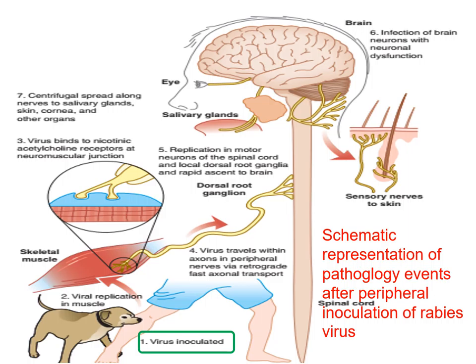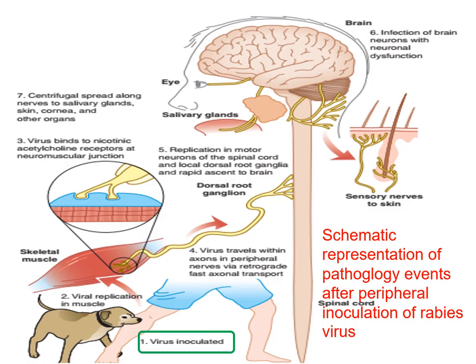This is a schematic representation of pathology events after peripheral inoculation of rabies virus. It begins here: virus inoculated by biting, viral replication in muscles. This is the skeletal muscles, and the virus binds to nicotinic acetylcholine receptors at the neuromuscular junction. This is 3, 4: virus travels within the axons in peripheral nerves via retrograde fast axonal transport.